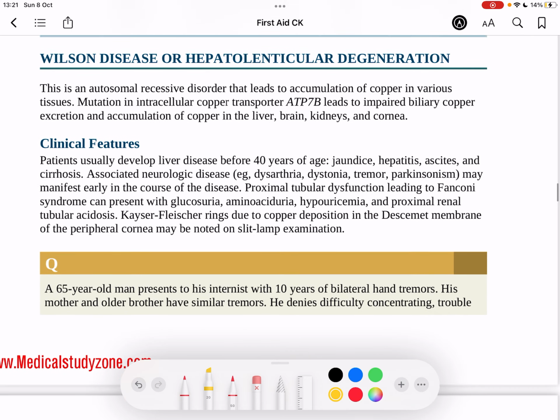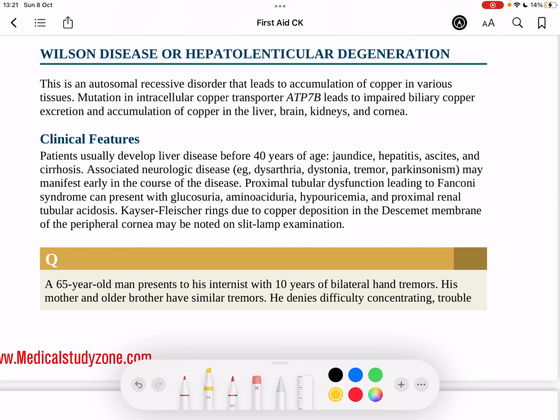Great. Now, last but not least, we're going to talk about Wilson's disease. It's also called hepatolenticular degeneration. That's like the neurological consequence of Wilson's disease. But Wilson's disease we do discuss in the GI unit when we discuss liver diseases, but it does cause quite a few neurological symptoms, so we're going to discuss that here.